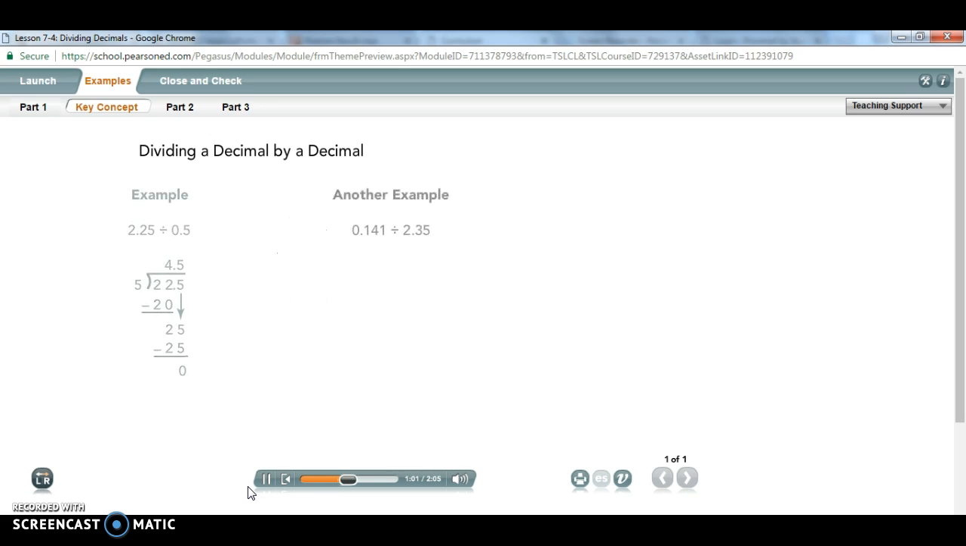Here is another example. 141 thousandths divided by 2 and 35 hundredths. Again, write the division using the standard long division symbol. To change this divisor to a whole number, multiply by 100.